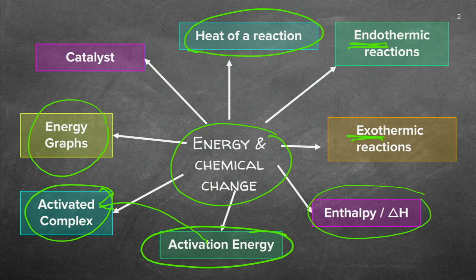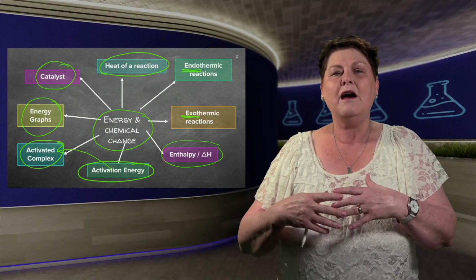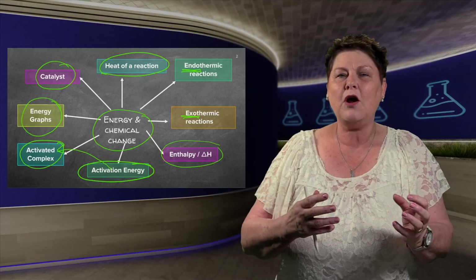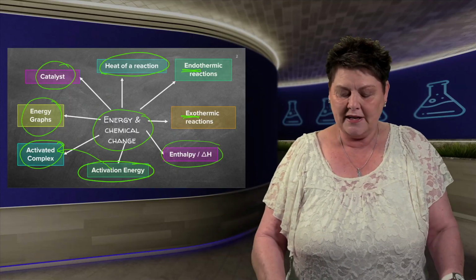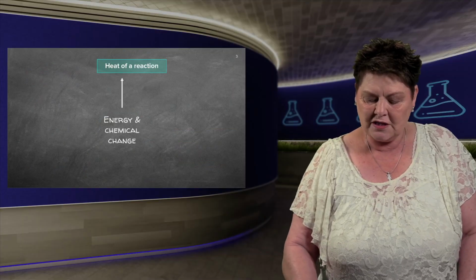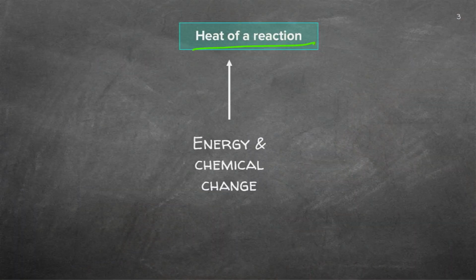We're going to draw a few graphs in the next lesson, and we can also use a catalyst. A catalyst can actually either influence the products or the reactants. So let's have a look at the first section, which is the heat of a reaction.